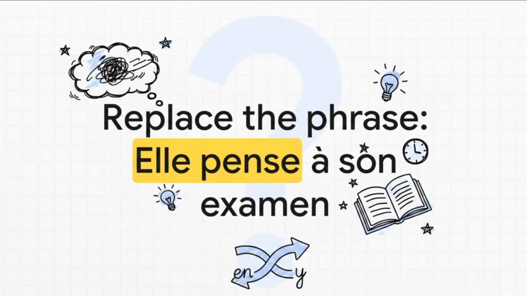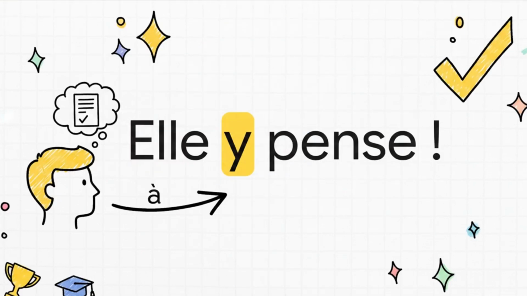Last one, you're doing great. Here it is. Elle pense à son examen. She's thinking about her exam. Which pronoun do we need? And tell me why. And the final answer is elle y pense. She's thinking about it. The clue was the verb penser à, and because her exam is a thing, not a person, y is the perfect choice.